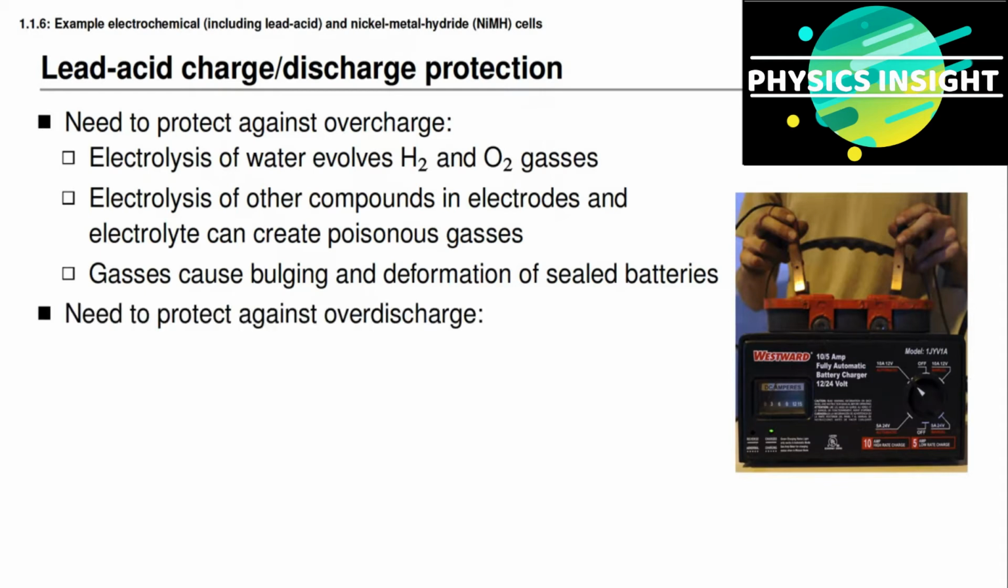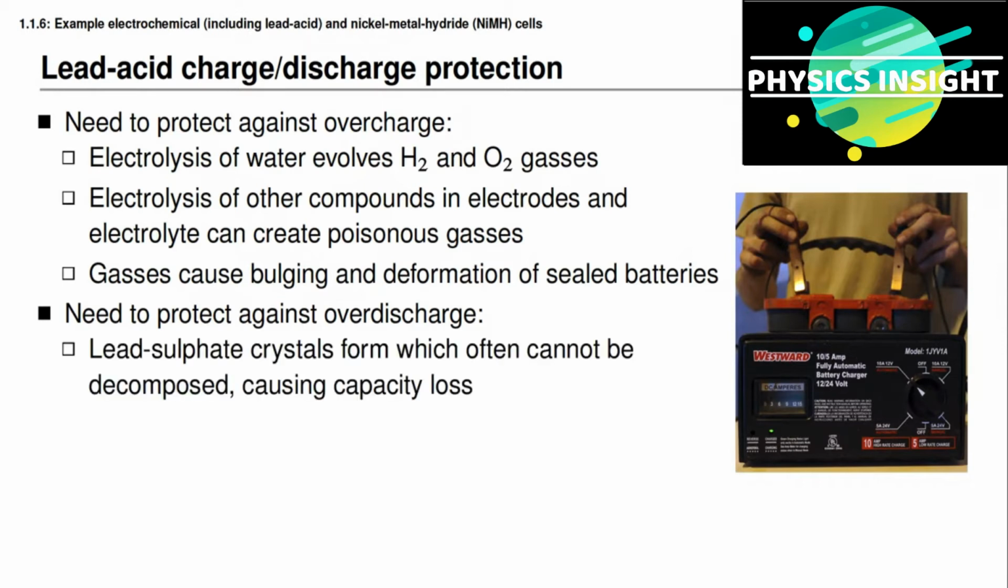It's also important to protect a lead-acid battery against over-discharge. If we discharge a lead-acid battery too far, then lead sulfate crystals will form, and these crystals often cannot be decomposed, which means that we lose some of the lead that could otherwise be cycled back and forth in our battery cell, and therefore some capacity of the battery cell is permanently lost. So if you were designing a battery management system for a lead-acid battery, it's important to limit the depth of discharge.